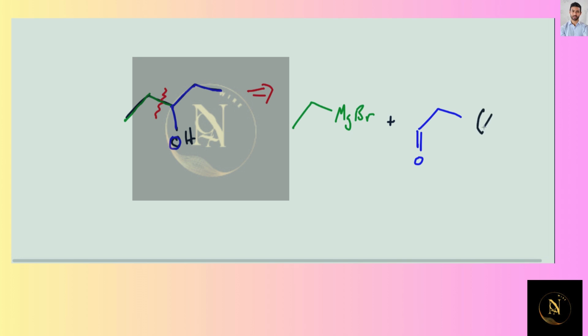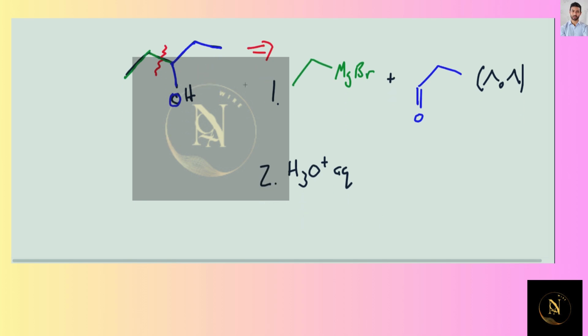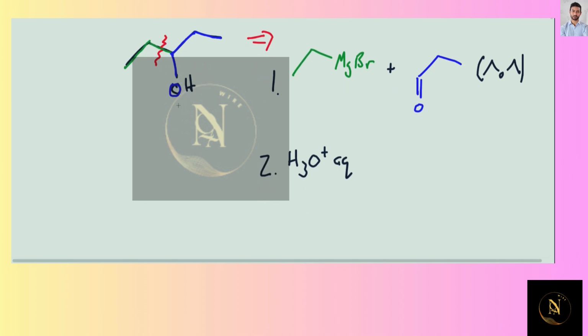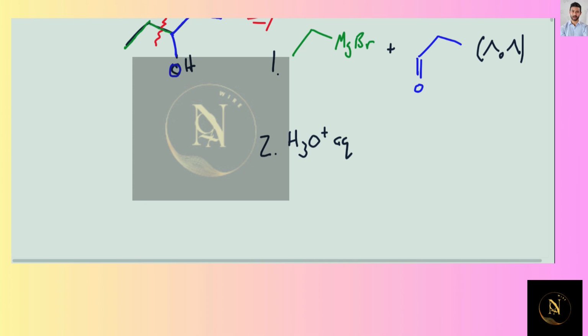And if I were to react these, let's say in diethyl ether, that's step 1, and step 2 is H3O plus aqueous acidic workup, I would get the alcohol in question, right? And so the way that happens, let's just sketch this out real quick.